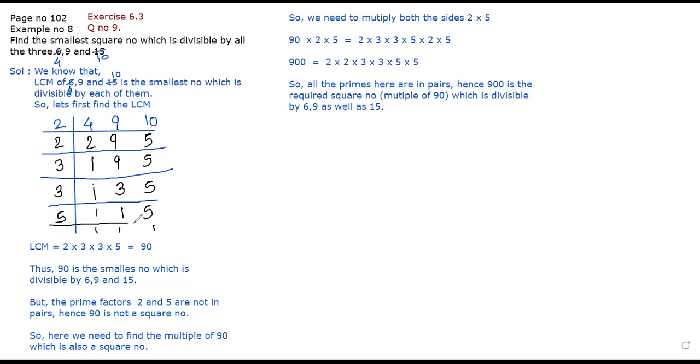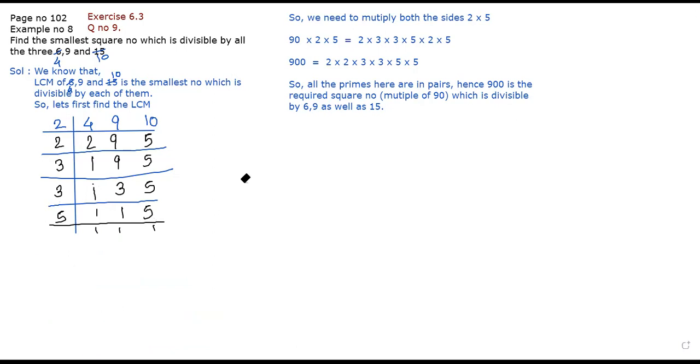Yes or no? Yes, sir. So what is the LCM? Pair of 2, pair of 3 and single 5. Yes or no? Yes, sir. Chalo, start doing it.